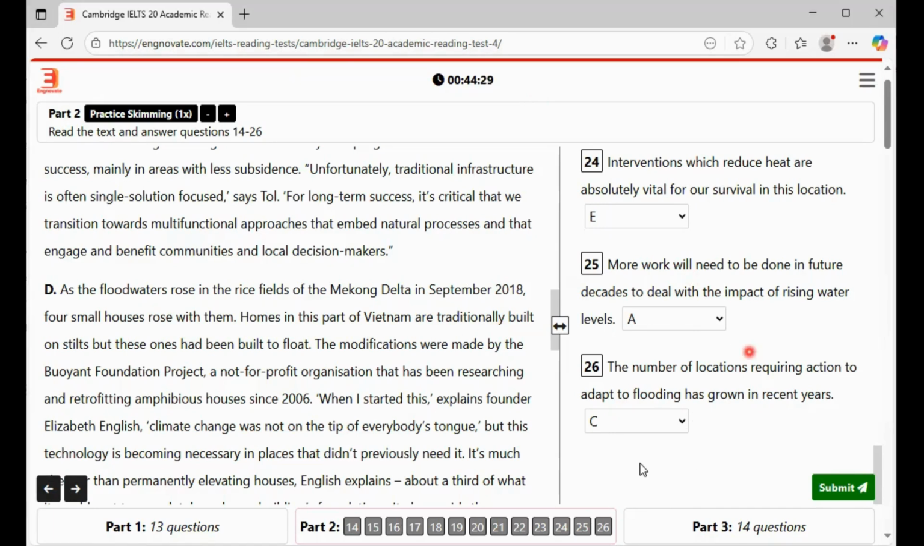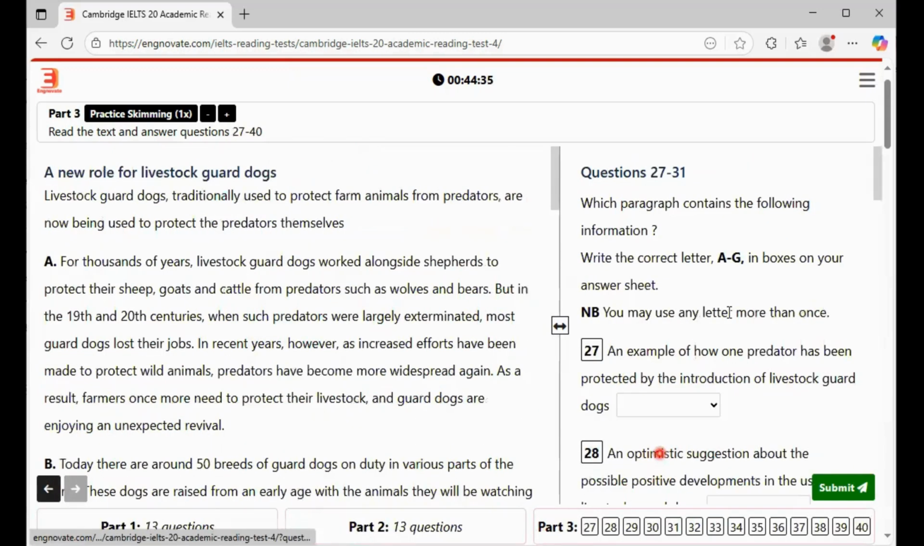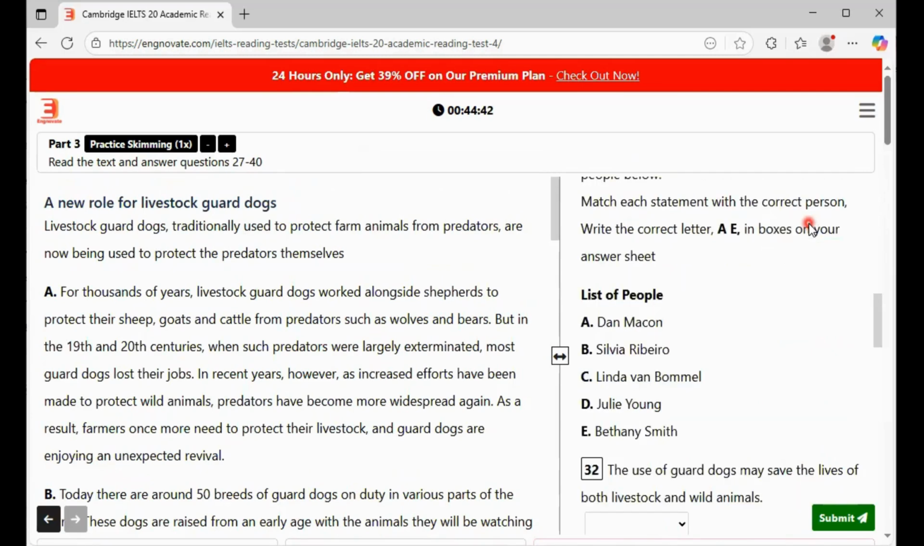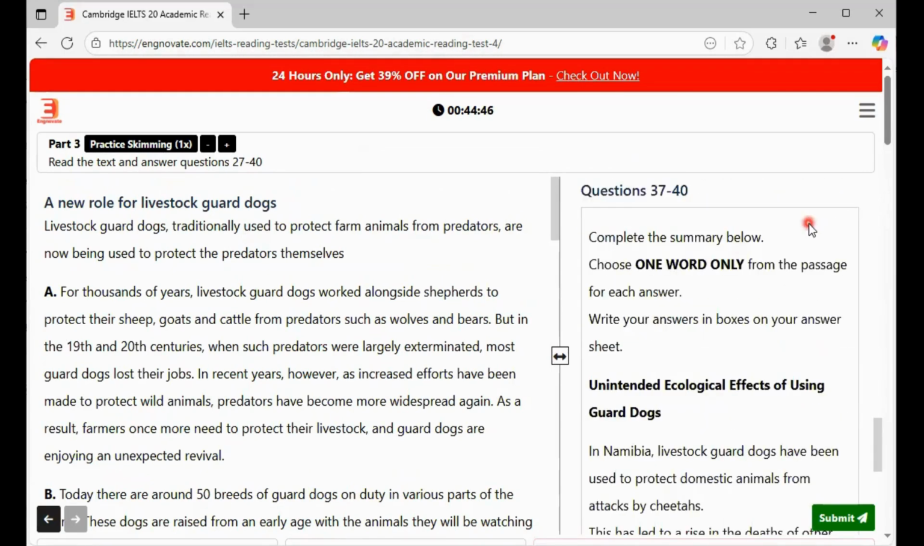So I've solved everything for part 2. I've solved everything for part 1. Let's move to part 3 now. So part 3 is matching information and another set of matching features. And then we have gap filling.